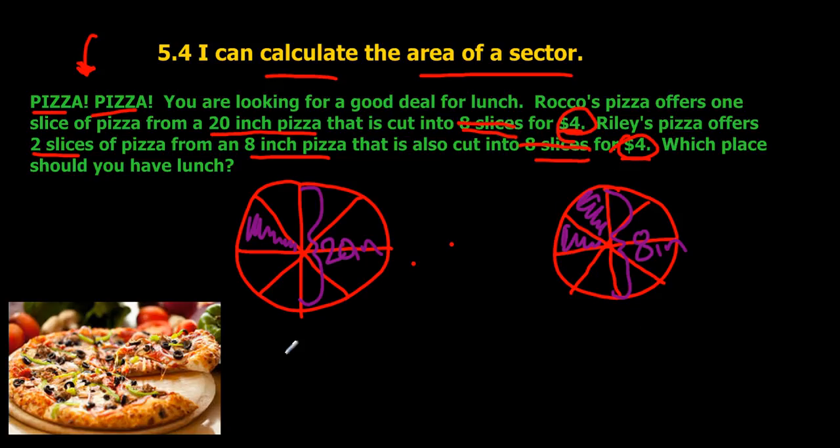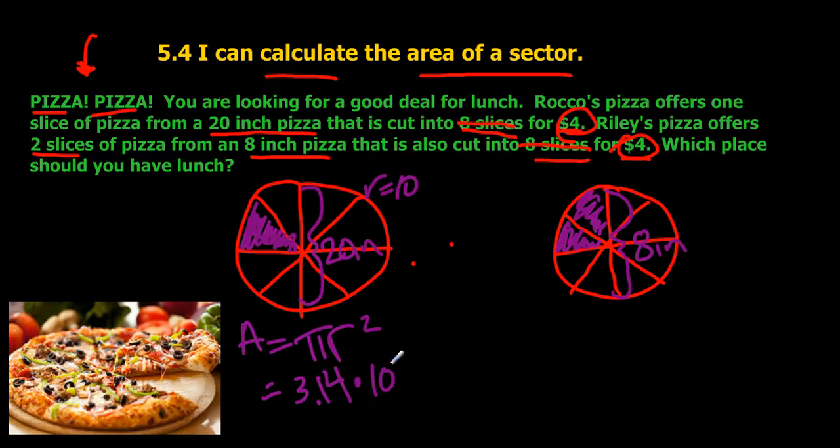So the way I can look at it is to say, well, how big is the area of this slice? How much pizza am I really getting? And what is the area of these 2 slices? So the first thing I'm going to do is find the total area of the circle. And remember, the area of a circle is calculated by pi r squared. So I'm going to go ahead and say 3.14 times my radius. In this case, if my diameter is 20, my radius would be 10, times 10 squared.